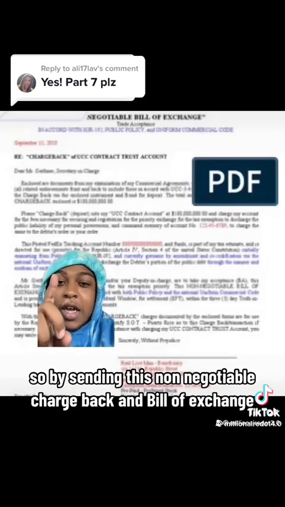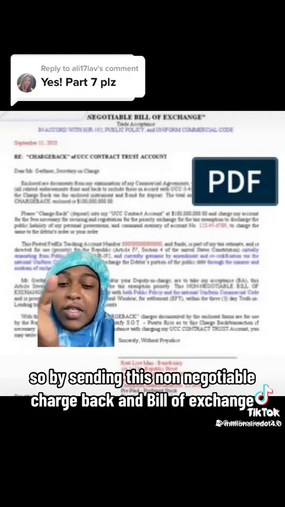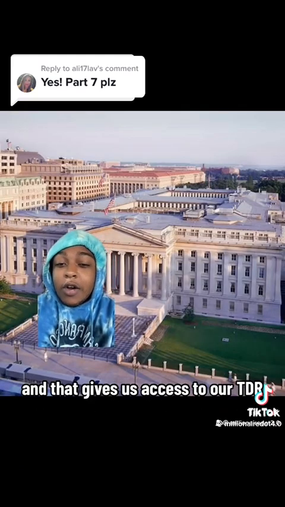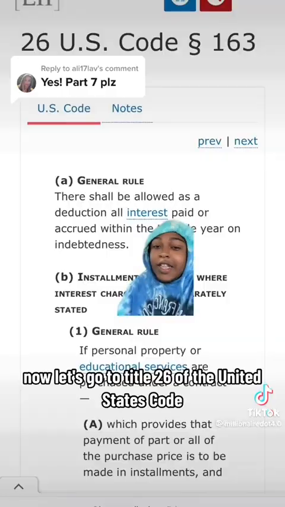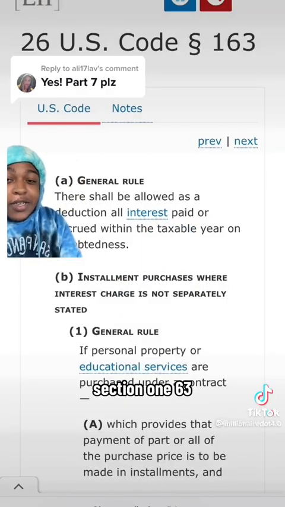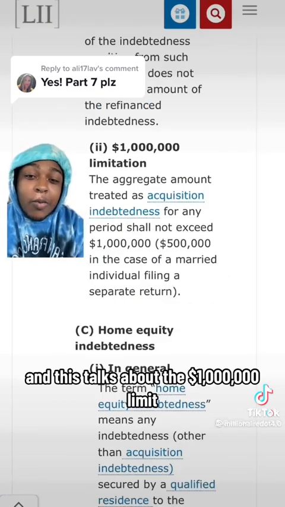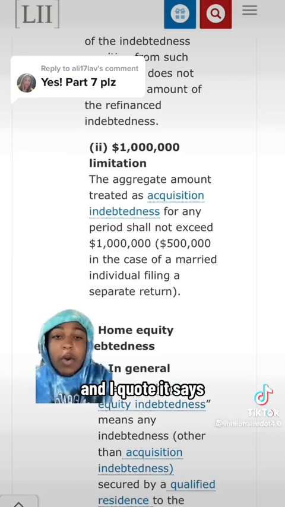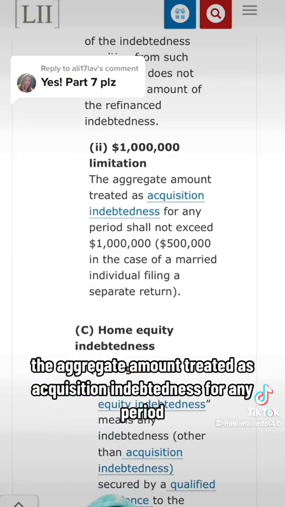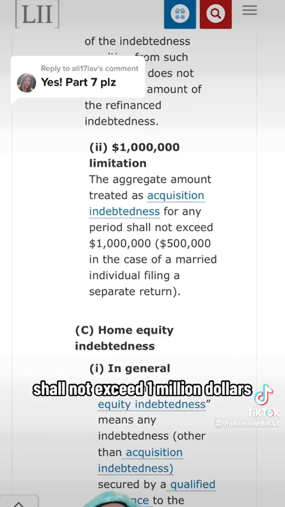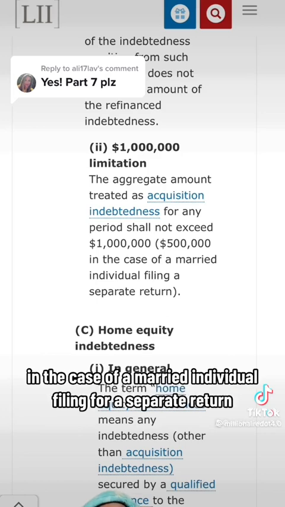So by sending this non-negotiable chargeback and bill of exchange, that gives us access to our TDR or Treasury Direct Account. Now let's go to Title 26 of the United States Code, Section 163(h)(3)(B)(ii). And this talks about the $1 million limit. And I quote, it says, the aggregate amount treated as acquisition indebtedness for any period shall not exceed $1 million or $500,000 in the case of a married individual filing a separate return.